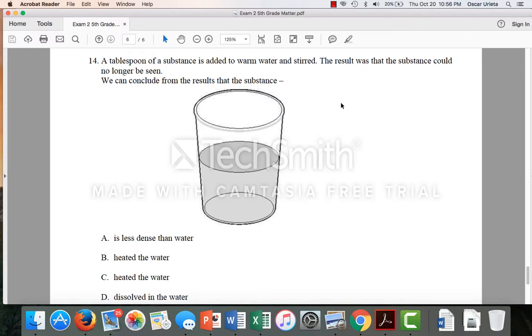Question number 14. A tablespoon of a substance is added to warm water and stirred. The result was that the substance could no longer be seen. We can conclude from the results that the substance A. is less dense than water. B. Heated the water. C. Heated the water. D. Dissolved in the water. Pause it and answer your question.